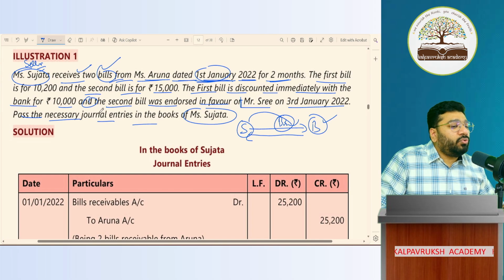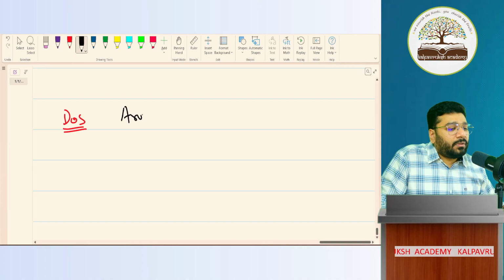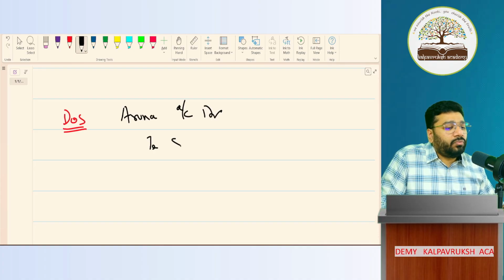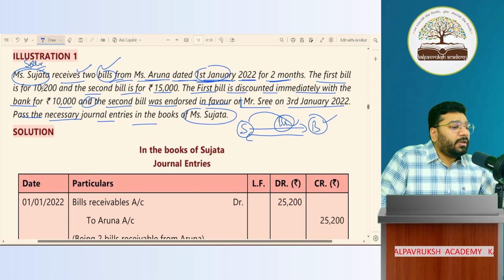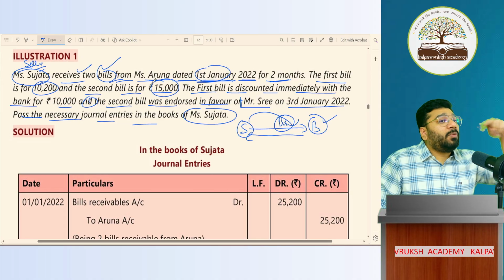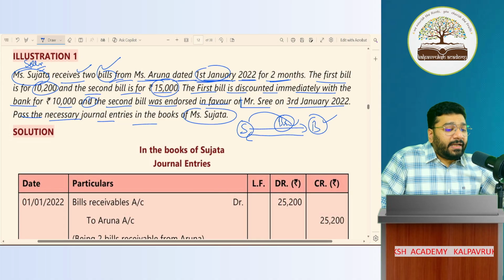We have sold goods to Aruna. So, Aruna account debit to sales. What is the total bill value? 10,200 plus 15,000. So, how much have you sold in total? 25,200.